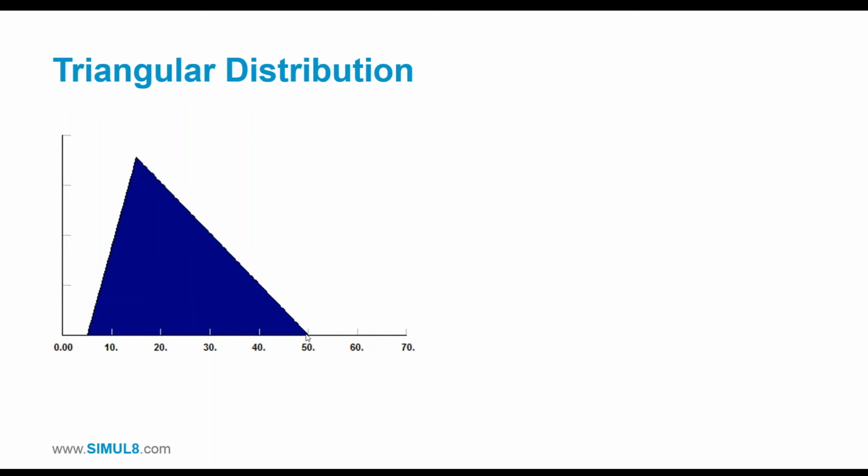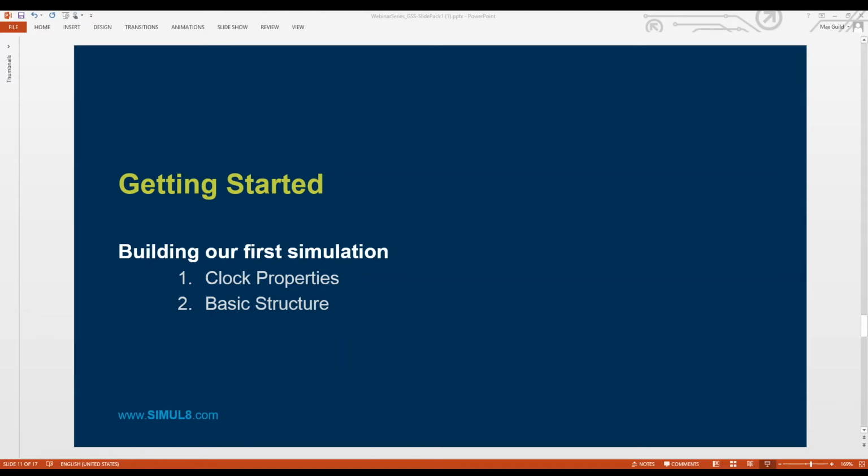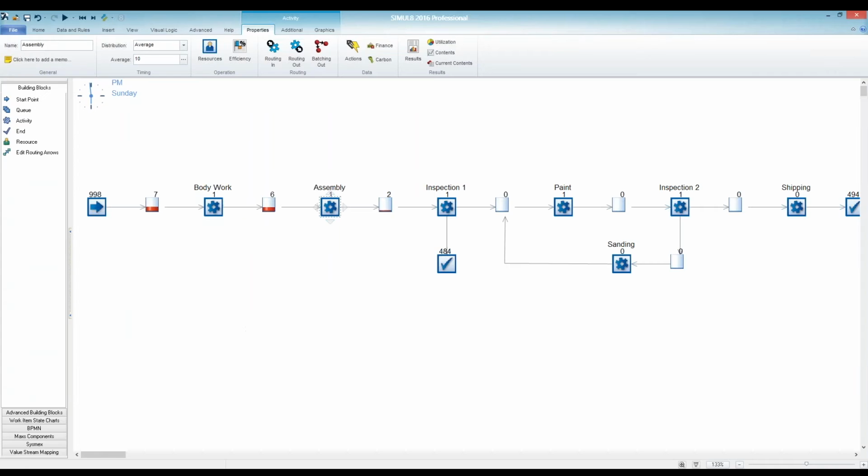We might say, what's your worst case scenario if something maybe goes wrong, or if it's a particularly difficult part? They might say 50 minutes. And then we would say, what is your most likely time for processing? And they might say around 18 minutes. So that's how we build our triangular distribution. And this is a really powerful way of summarizing our data really quickly.